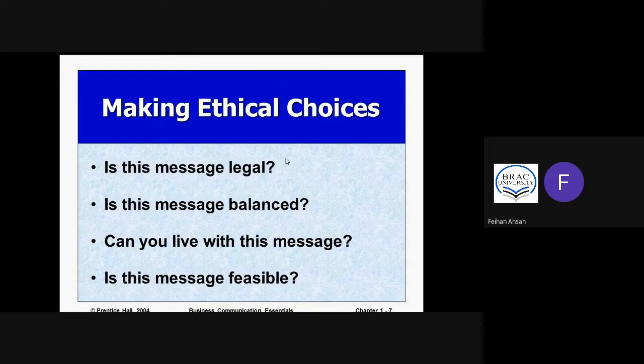So whenever you're making ethical choices, this is a good short list to keep in mind, which will help you make the right and ethical decision. First of all, is the message legal? Obviously, it has to be legal before it can be anything else. Is the message balanced? Meaning, is it fair to all? Can you live with this message? How do you feel saying or communicating this message? And is the message feasible? So if it passes all the 4 points, if you can check all the 4 points, then your choice is ethical.